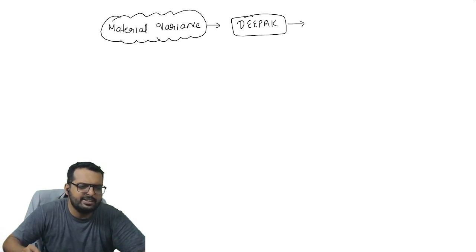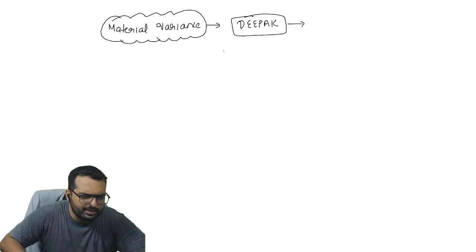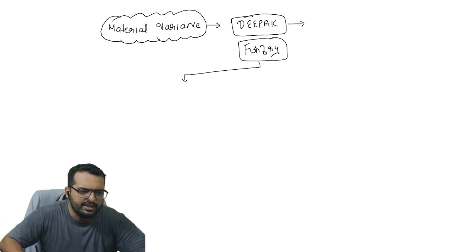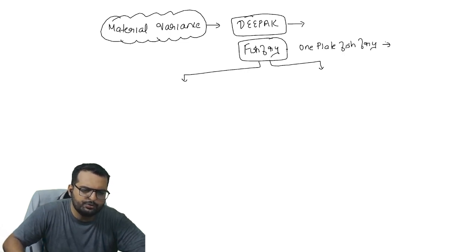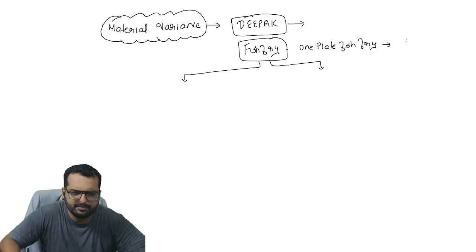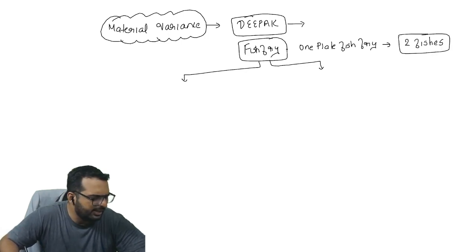Fish fry. I think that makes sense. All right, now tell me, friends, let us talk about fish fry. Everyone tell me, in order to make, I am assuming one plate of fish fry will contain two fishes. Is that okay? It will contain two fishes.